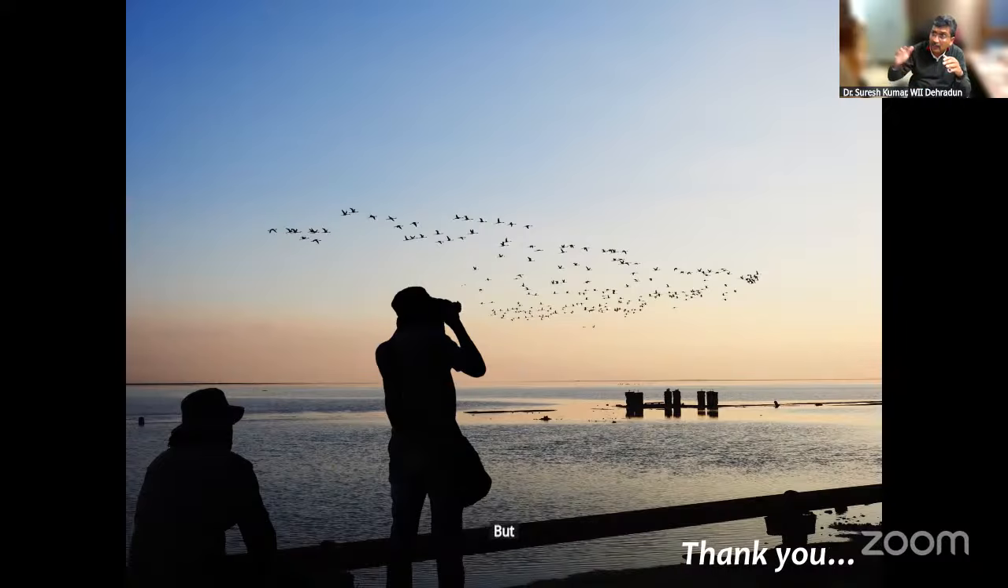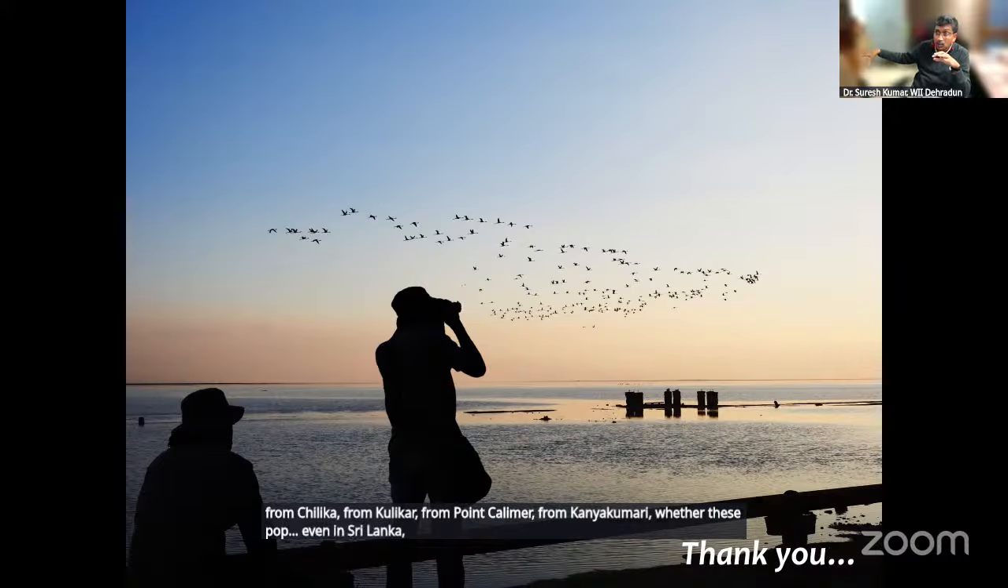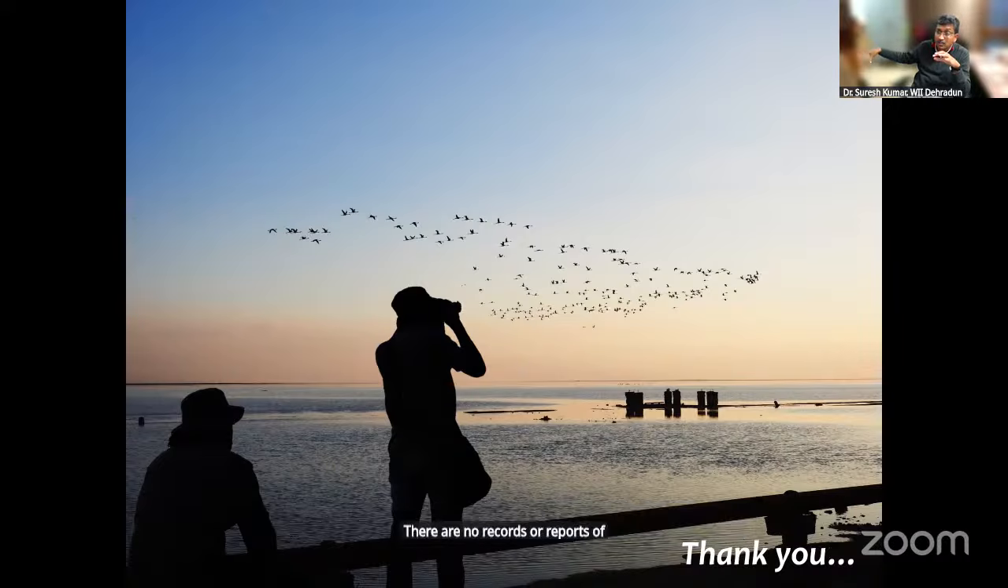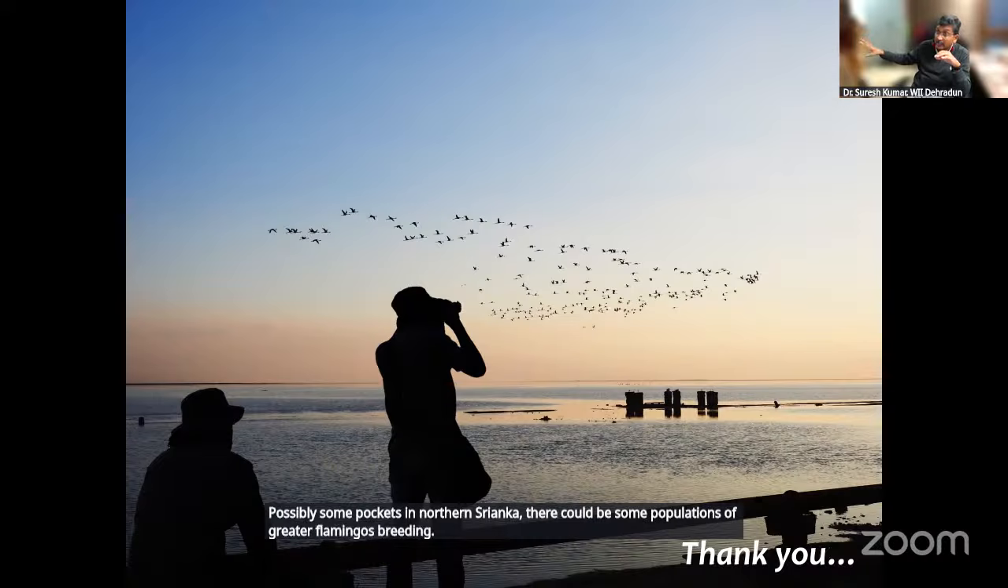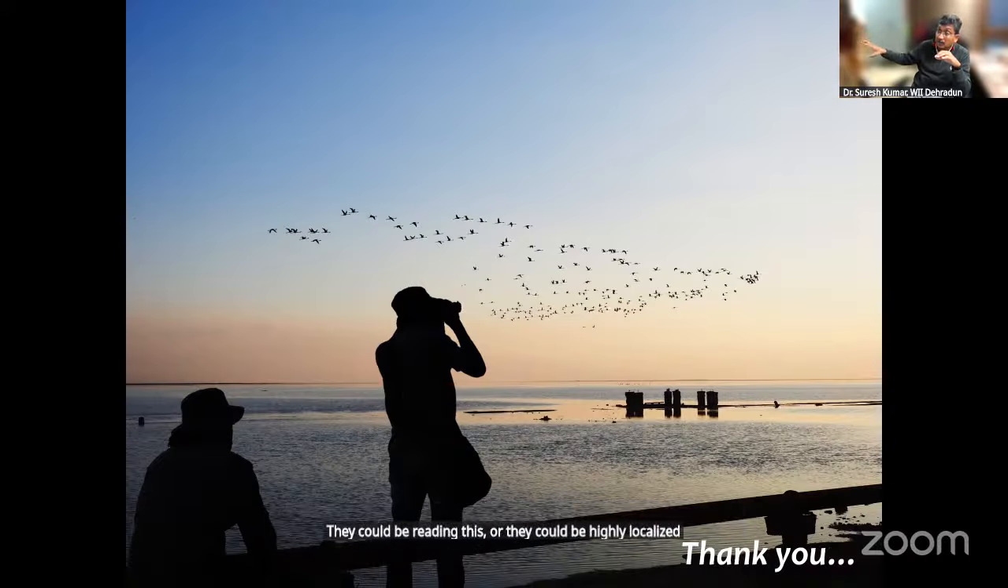But having said that, if you see in the southern part of India, in the eastern coast of India, where you have the greater flamingos going down, you don't have the lesser flamingos there. We've often wondered where these greater flamingos are actually coming from: Chilika, Pulicat, Point Calimere, Kanyakumari. Where are these populated? Even in Sri Lanka, there are no records or reports of flamingos breeding anywhere. Possibly some pockets in northern Sri Lanka, there could be some populations of greater flamingos breeding. They could be breeding there, so they could be highly localized and resident. But what about the flamingos in Chilika and all of these places?